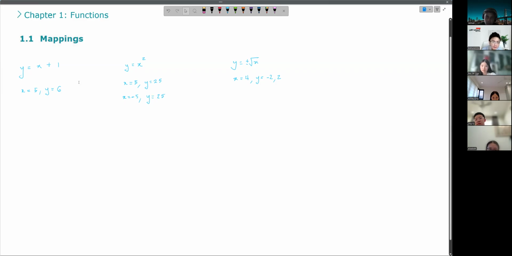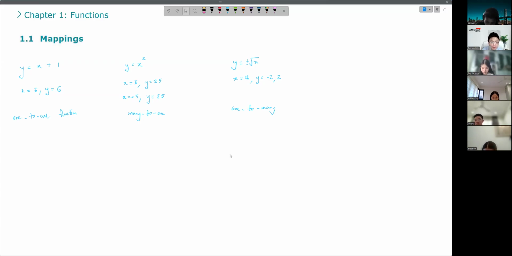So for this one, you notice that I can get two different values of x that give me the same value of y. Can we get another value of x for the first one to give us y is 6? You cannot, right? So there's only one. This is what we call a one-to-one function. And then this is many-to-one. This is one-to-many. So these are the three that we will talk about in this 1.1 mappings.